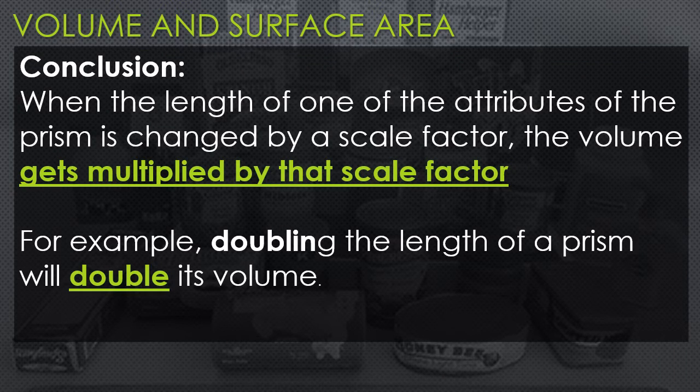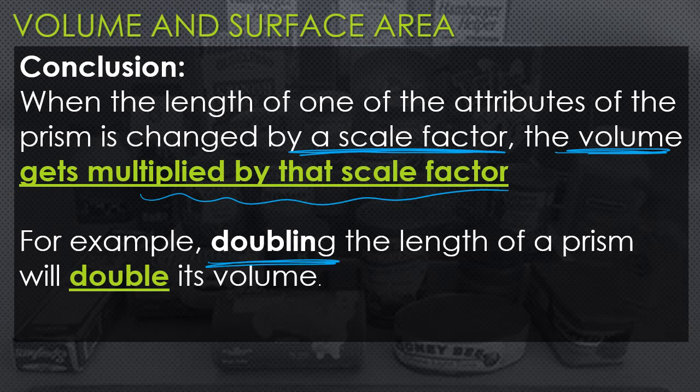So in conclusion, when the length of one of the attributes of the prism is changed by a scale factor, so whatever it's multiplied by, the total volume gets multiplied by that same number. So once again, if we're doubling one of our sides, it's going to double the volume.